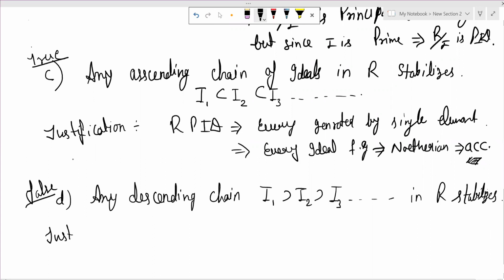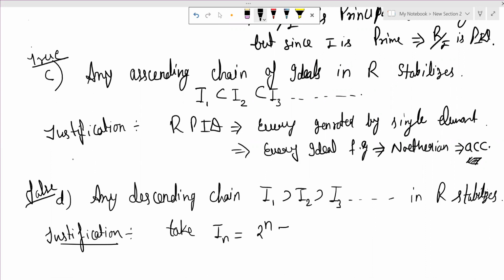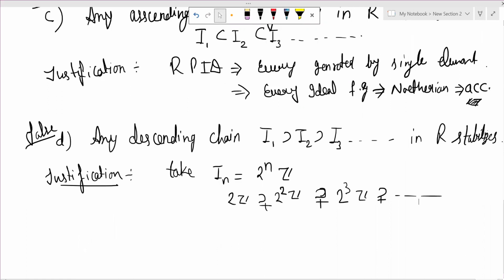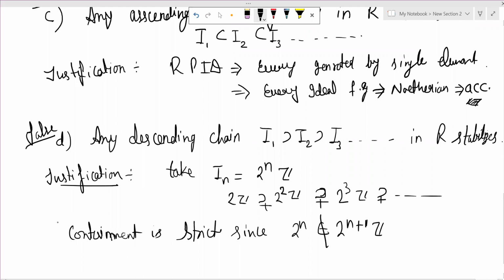What is the justification? Take In equals 2 to the power n Z. So 2Z contains 2 squared Z, and this is strict containment, not equality. Strict containment, 2 cubed Z. The containment is strict since 2 to the power n does not belong to 2 to the power n+1 Z. So that's why. This one is done. All the parts are done.